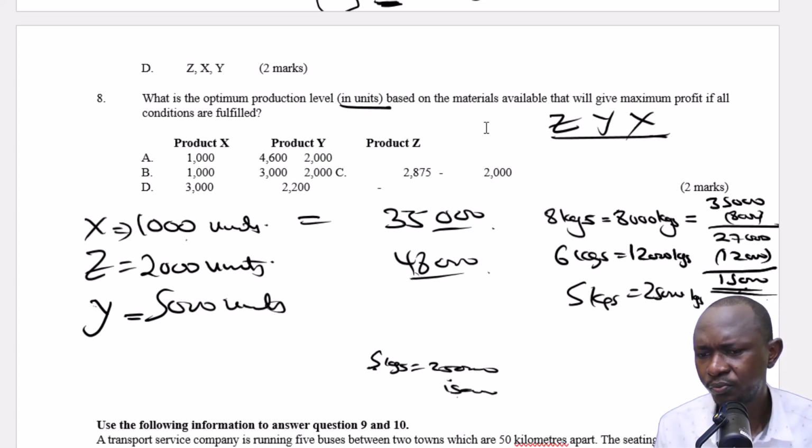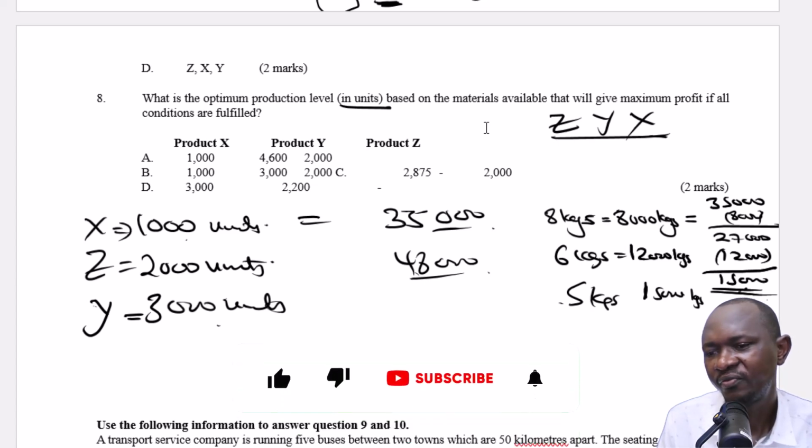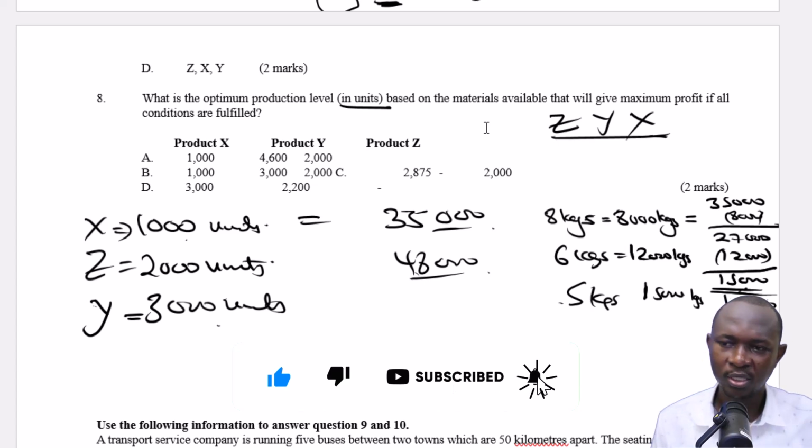So we'll talk of 3,000 units, and each unit consumes 5 kgs. That means that we will have spent how many kgs? 15,000. 3,000 times 5, 15,000. So 15,000 minus 15,000 is equal to 0. So that's how we go about it.